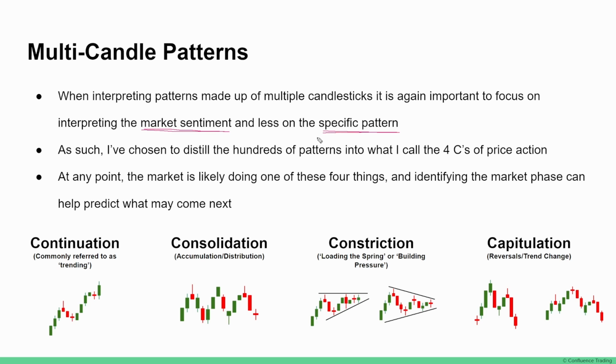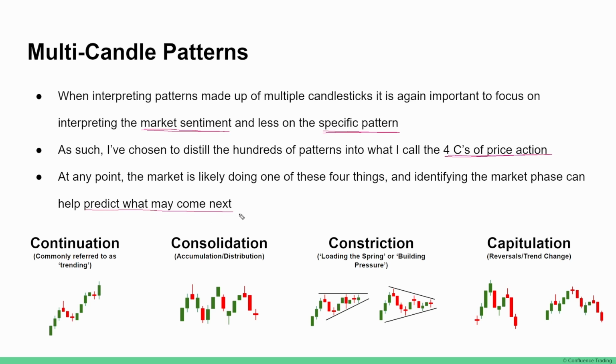What you want to know is what is going to happen next. As such, I've chosen to distill the hundreds or thousands of different pattern names that you might see out there in other books or other materials into what I call the 4 C's of price action. At any point, the market is likely doing one of these 4 things, and identifying the phase that you are in can help predict what may come next.